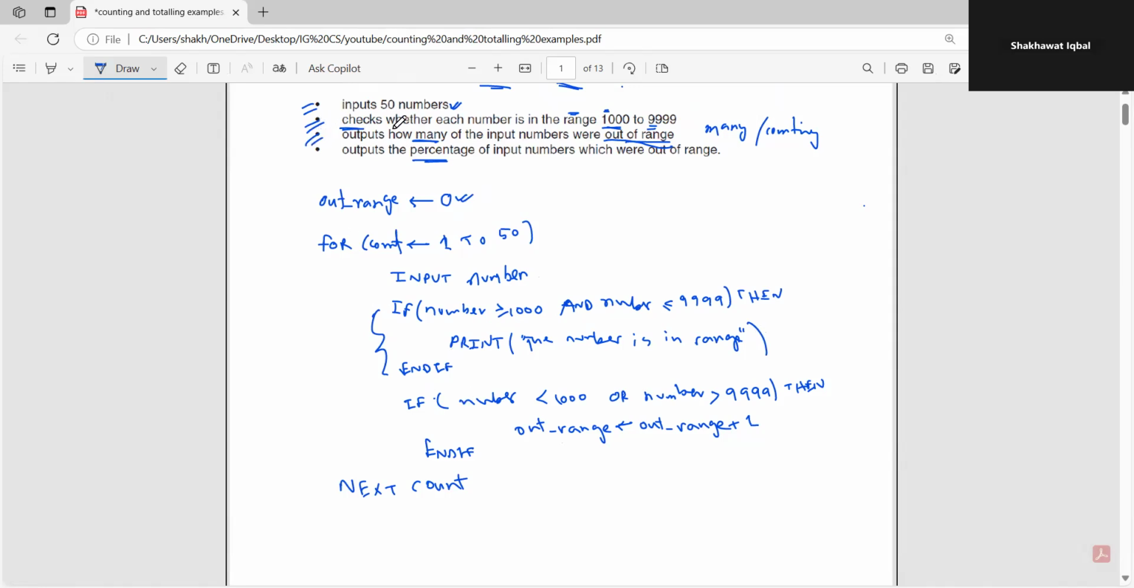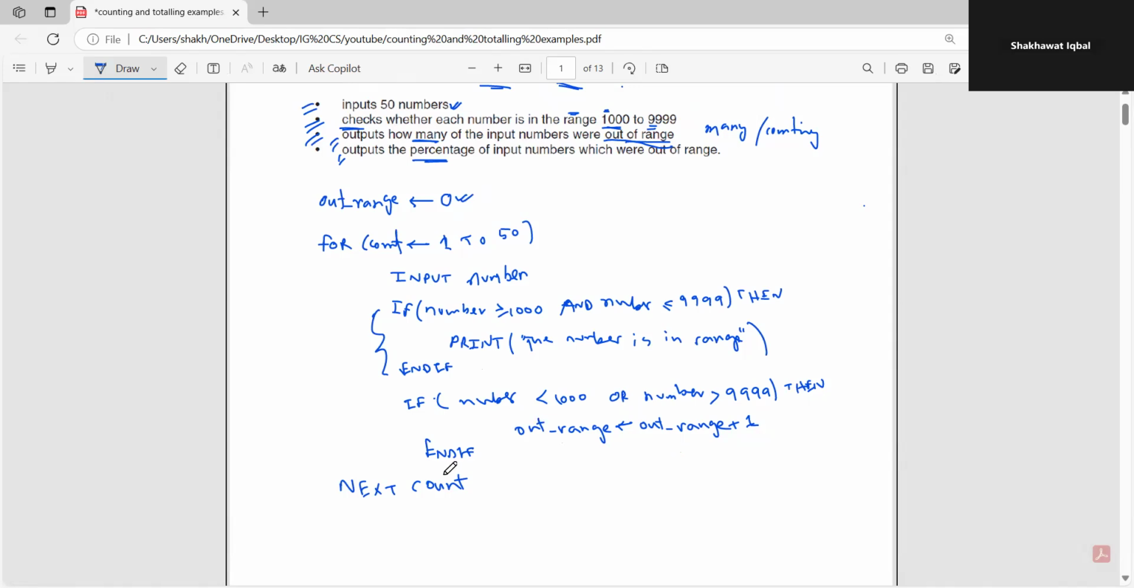Now output, how many? We didn't do the output, but for that we need to count first how many are out of range. Output means you have to use the print command. So these two should go using print: output how many are out of range. How do we know that the number is out of range? If the number is less than 1000, or if any one of these is true, that means the number is out of range, and out of range will increase by 1.